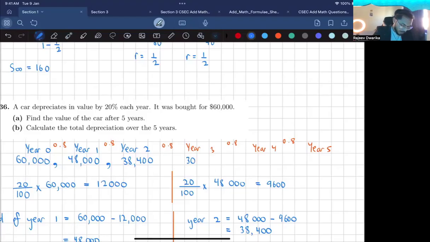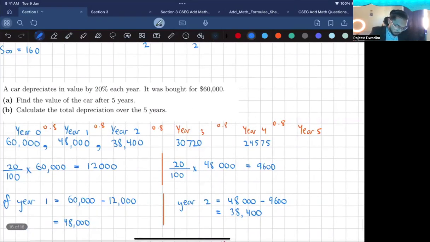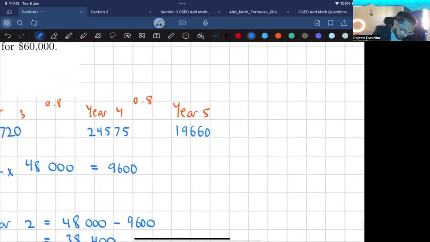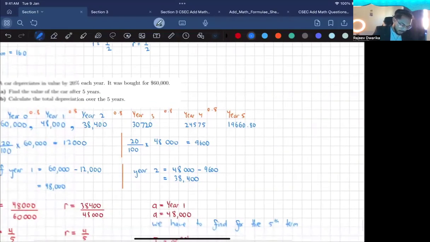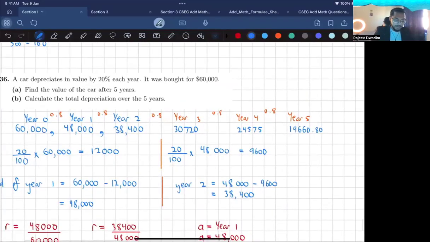30,720. Yeah. Okay, find 0.8 of that. 24,575. Right? Find 0.8 of that. 19,660. So are we correct? Yeah, that's the answer we get. Oh no, point 80. Yeah, yeah.